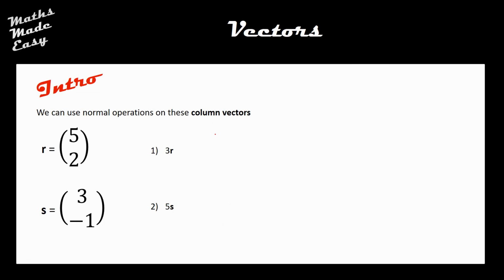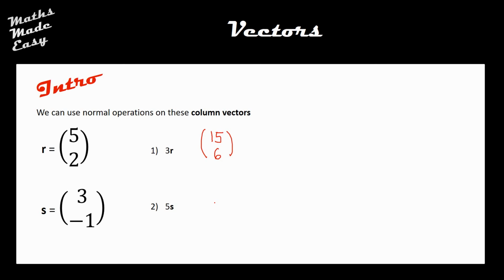In this section, we're going to have a look at multiplication. Just a side note, division isn't really done with column vectors, so I wouldn't worry about that one too much at all. But we're going to have a look at multiplication. So similar to addition and subtraction, I'm going to deal with the top element and the bottom element separately. So if I'm going to do 3 lots of column vector R, I'm going to need to do 3 lots of the top number, which is 15, and 3 lots of the bottom number, which is 6. And that creates my new column vector 15, 6.